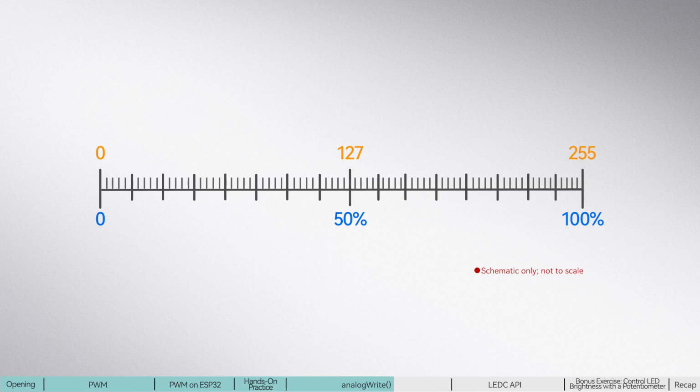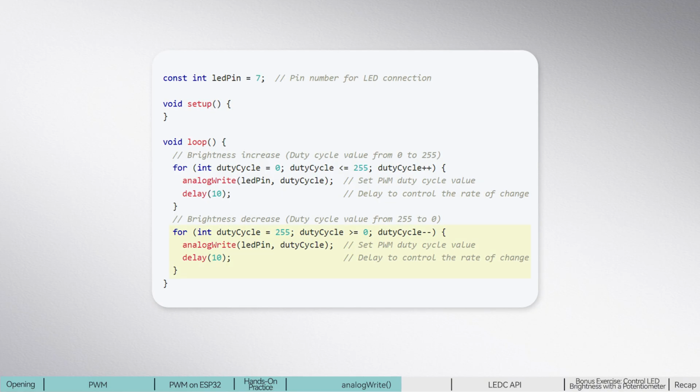As duty cycle increases from 0 to 255, the LED smoothly brightens from off to maximum. The second for loop does the opposite, decreasing duty cycle from 255 down to 0, gradually dimming the LED. The two loops run alternately, creating the breathing light effect. Delay 10 controls the speed of brightness change. Try modifying this value and observe the effect.